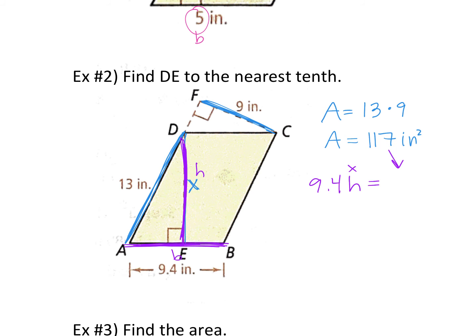The area doesn't change because you used a different set of numbers. The area of a figure is the area of the figure. So the area is still going to be 117, and then we're going to divide by 9.4. So we get X or H, I should have just called it one or the other, sorry. To the nearest tenth, which is what they asked for, would be 12.4 inches or inches squared?